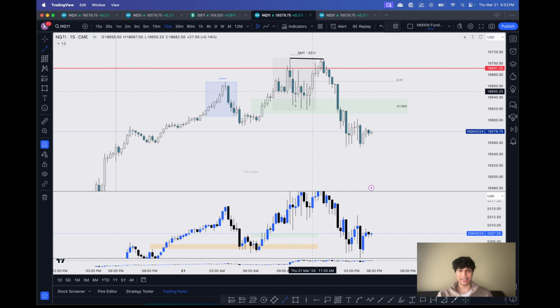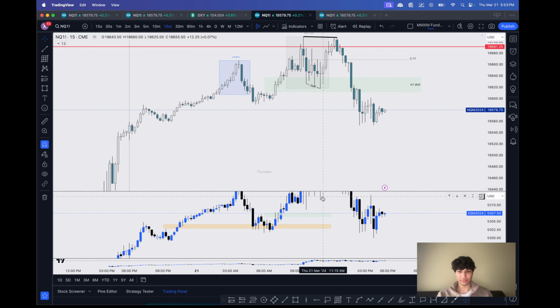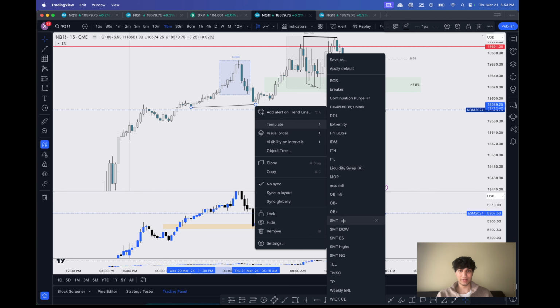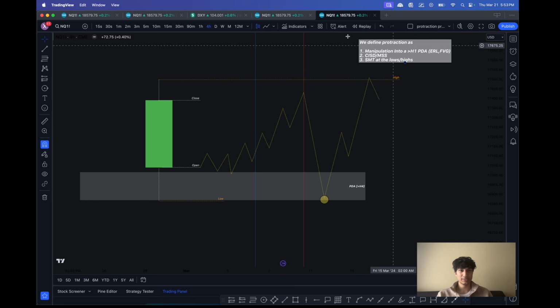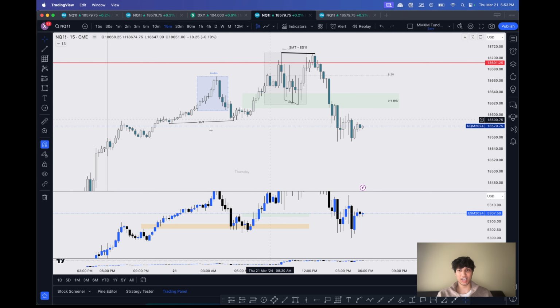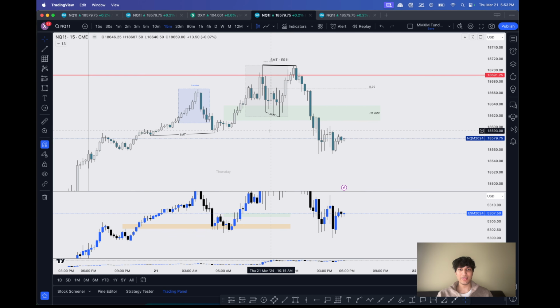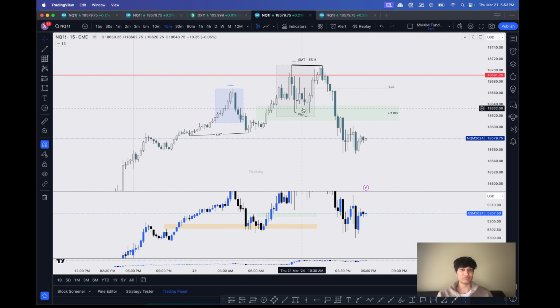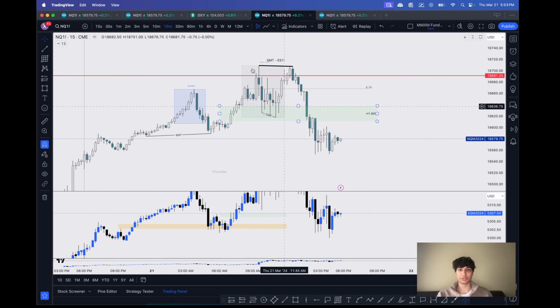We form a key level SMT inside of our fair value gap. Right, that's our SMT there. We also want to note that if we form any key level SMTs in the London protraction, which we can clearly see, we form another SMT, which matches one of our conditions for protraction. So these two SMTs are giving us an indication of bullish order flow, and then we can trade a continuation long.